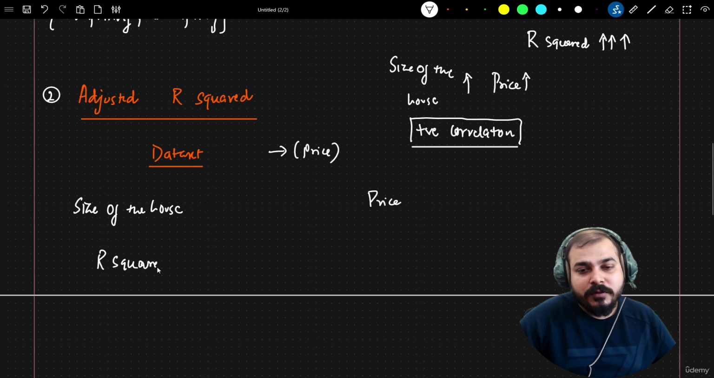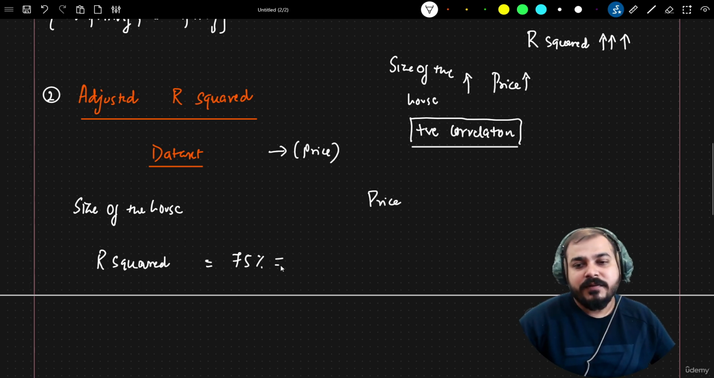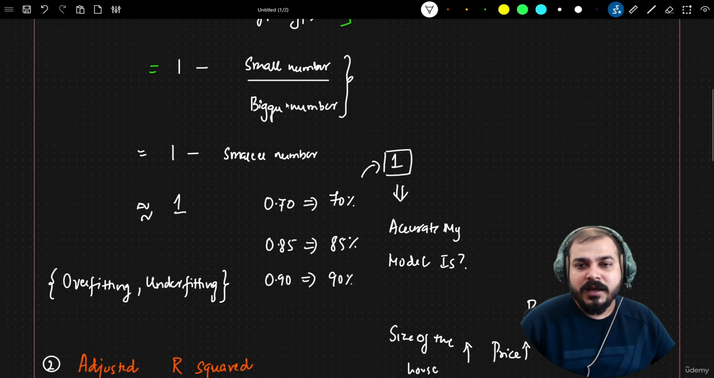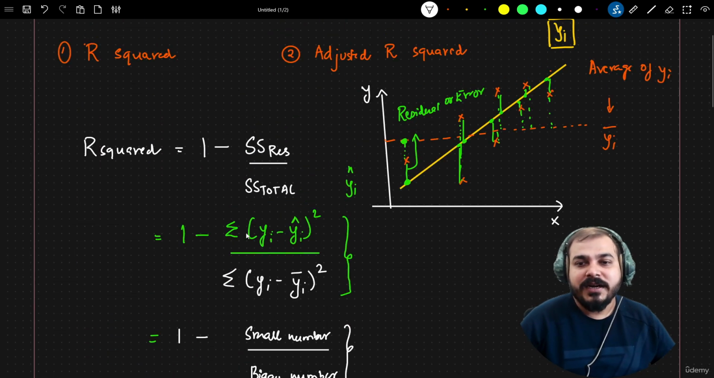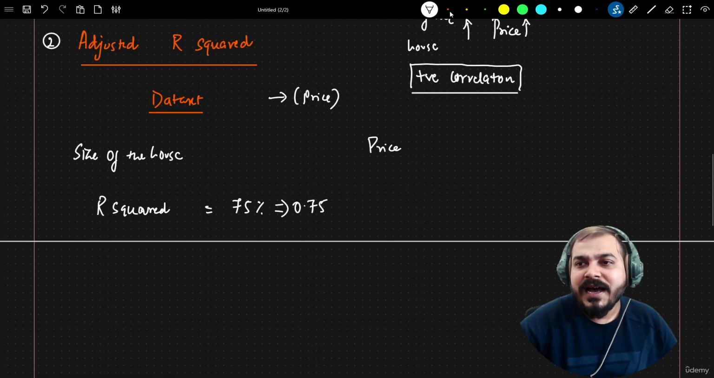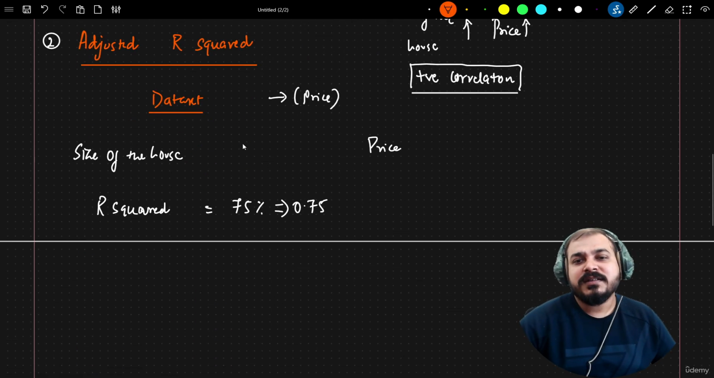My R squared value that was coming was somewhere around 75%. Let's say 75% is nothing but 0.75 with the help of this same formula. Okay, let's say with the help of this same formula that we have used over here, we got 0.75. Now what happened is that, let's say I included one more feature.